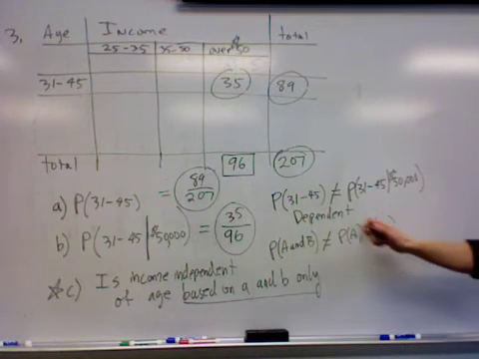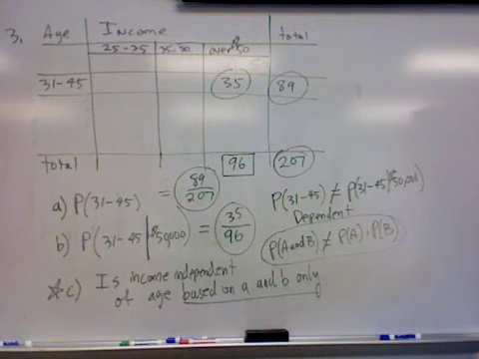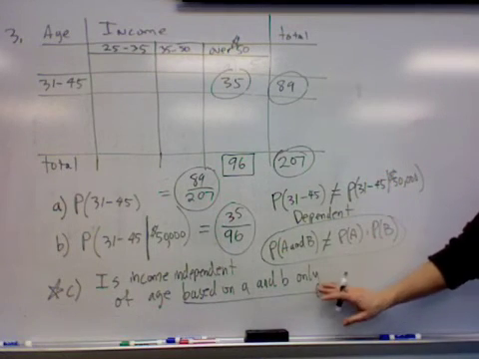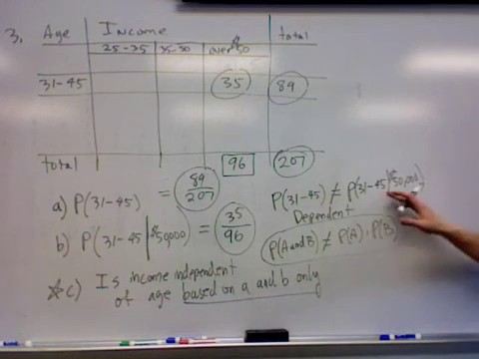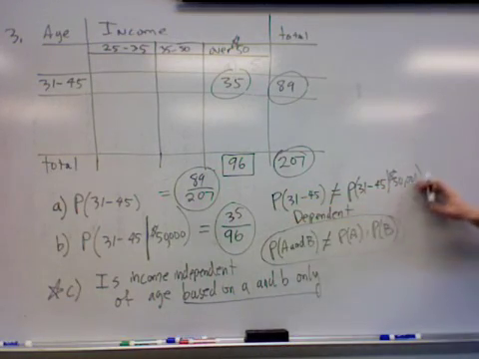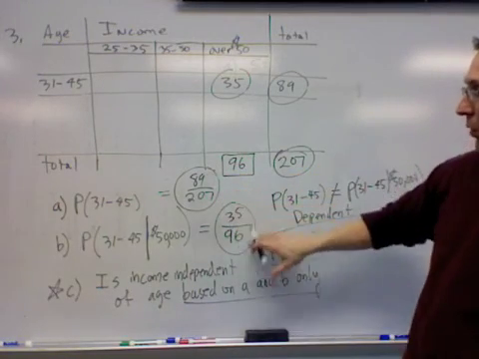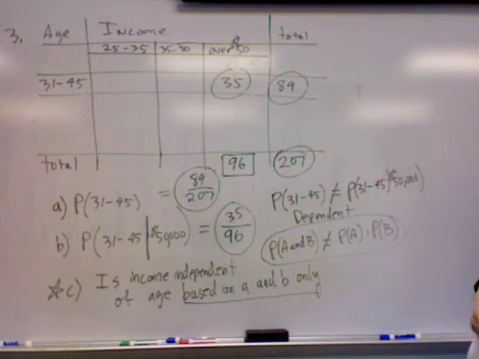Now, some of my students actually were working with this definition as they solved the question. It said to base your answer solely on A and B, though. So you're looking at this as being your line of thinking, and you should actually state 89 over 207 does not equal 35 over 96.